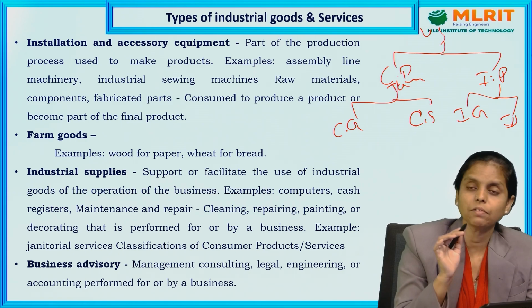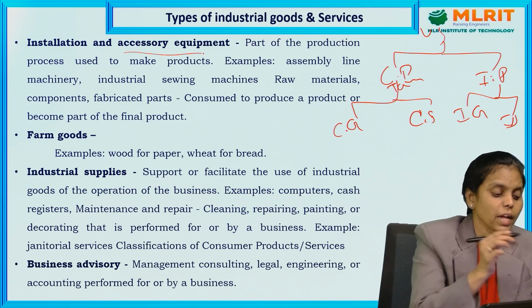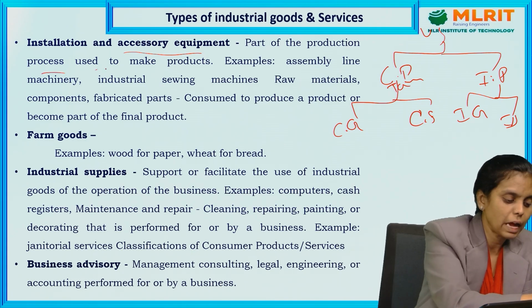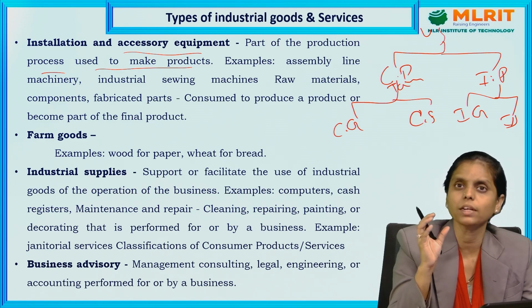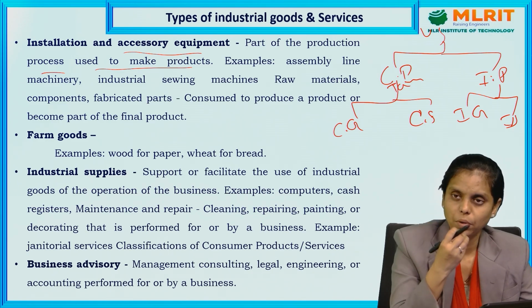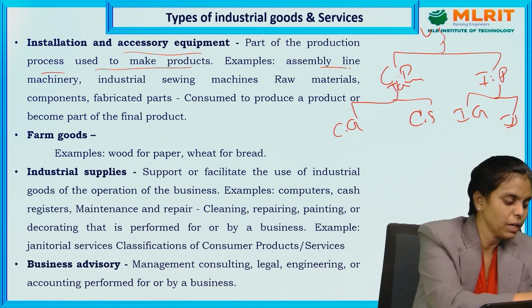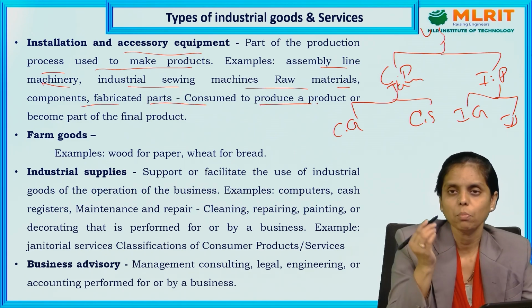Now, what are the different types of industrial goods and services? For example, installations and accessory equipment. It is a part of the production process that users use to make different types of products. In order to prepare a product, we require different types of machines, equipment, tools and all. We call them installations and accessory equipment. For example, assembly line manufacturing, these are the different types of raw materials and fabrications that we use in order to produce a product.